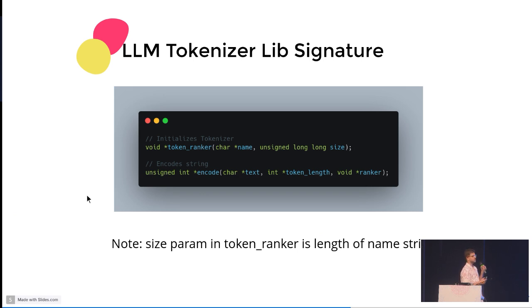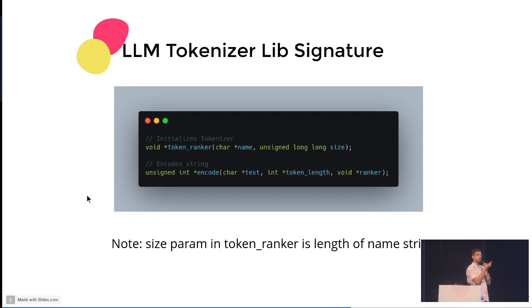Now coming to the LLM tokenizer signature. Since I have coded in Zig, I need to expose the C ABI, because it needs to communicate with Python. Now the signature will be in this format, where there are two simple functions. One is a token ranker function and the other is an encode function.